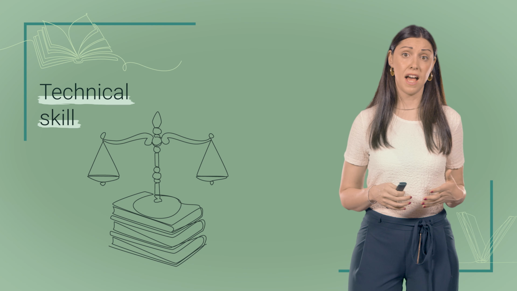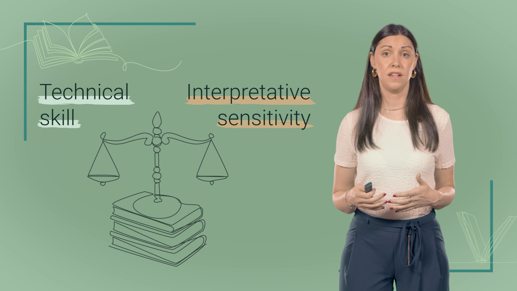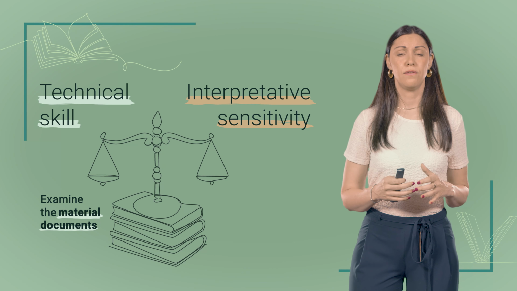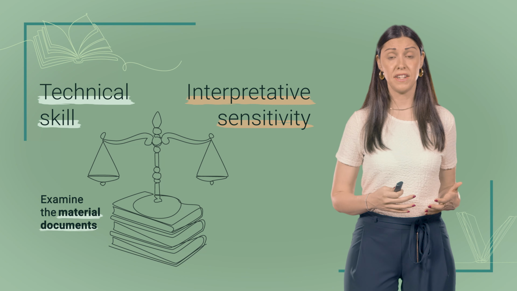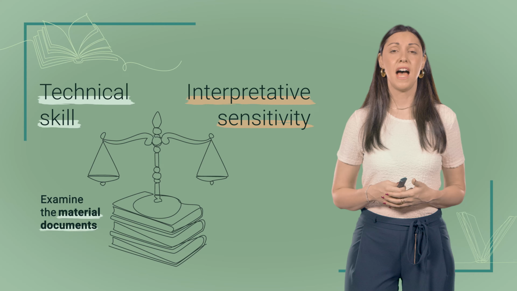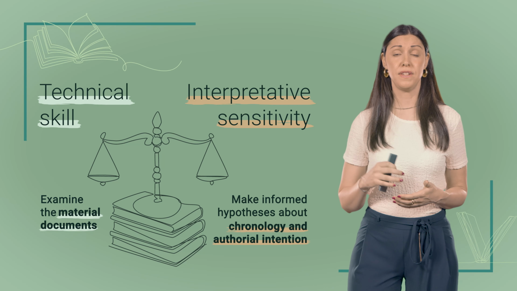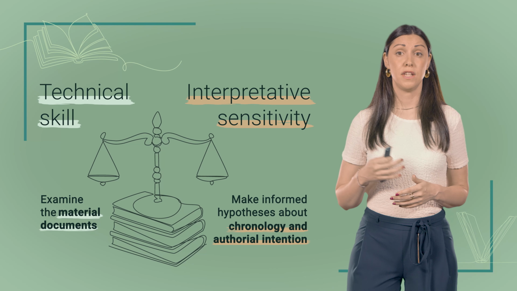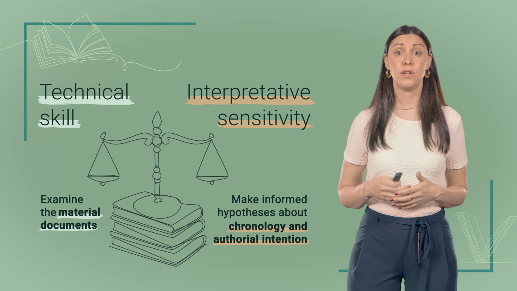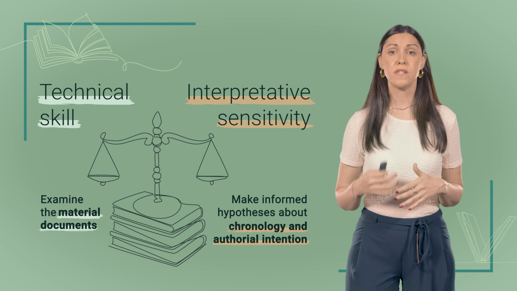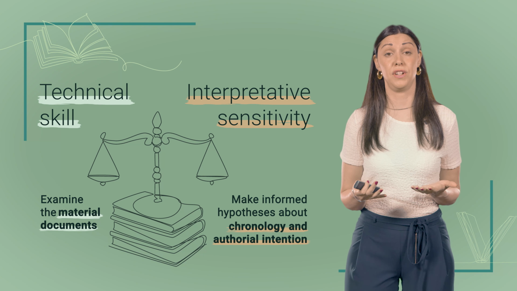Producing a genetic edition requires both technical skill and interpretative sensitivity. The editor must carefully examine the physical documents, for example, by studying handwriting, ink, paper types, or typographic corrections, and must also make informed hypotheses about chronology and authorial intention. This work is both empirical and hermeneutic. It relies on material evidence, but it's always open to thoughtful interpretation.